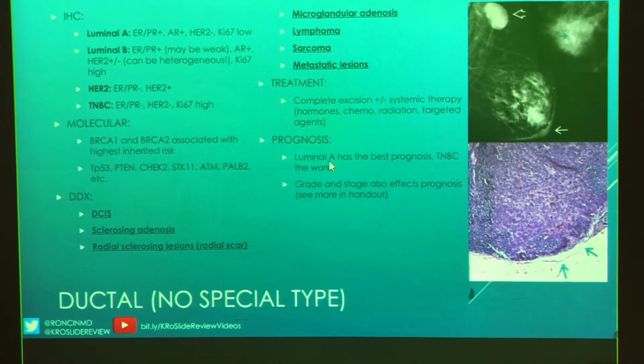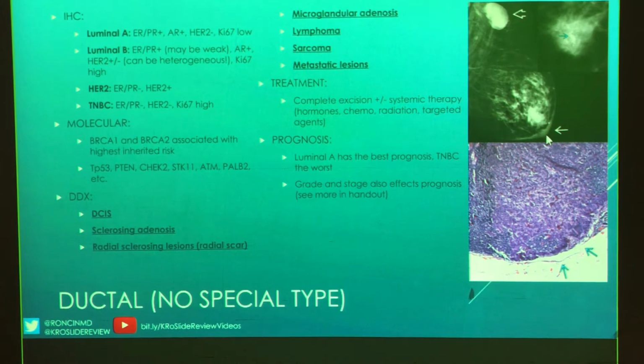Prognosis, obviously your luminal A has your best prognosis, and your triple negative has the worst prognosis. Your grade and stage will also affect your prognosis. Obviously, if you have a grade 1 tumor, that's going to do better than a grade 3 tumor. And as we noticed, luminal A tend to be low grade, so they tend to be grade 1, maybe grade 2. And your triple negatives tend to be grade 3. So it just kind of stands to reason that the molecular also gives you an idea of the overall prognostic factors of everything. So this is lymph node invasion.